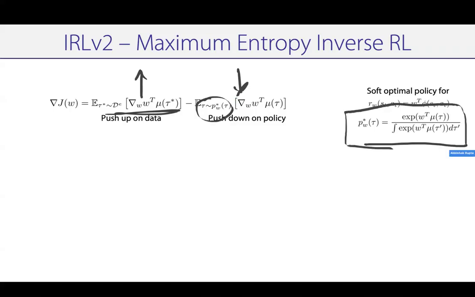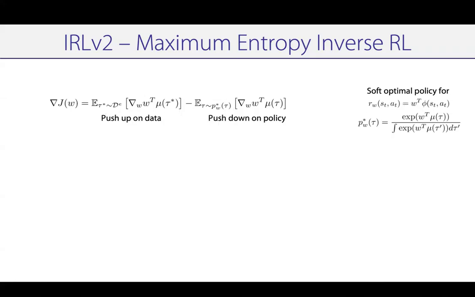It's a distribution where your sampling trajectory is proportional to their W transpose mu, right? So the second distribution is saying that under your current W, you're going to sample trajectories proportional to exp W transpose mu, push those down, right? The nice thing is that this is the solution to maximum entropy RL. So soft actor critic will give you this answer, right?